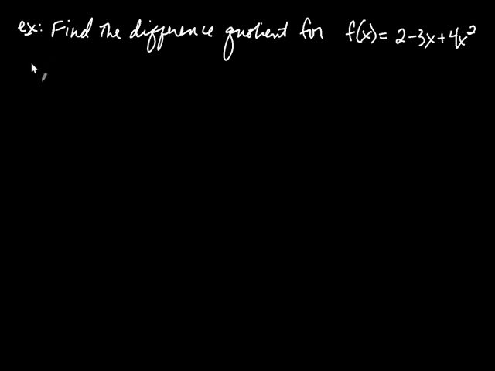So the first thing you want to do is, well, the difference quotient, let's write that down first of all. It's f of a plus h, take away f at a, divided by h. That's the definition. This is the definition of the difference quotient. So what we want to do is first find f of a plus h, and then find f of a, and then substitute those expressions into this expression.